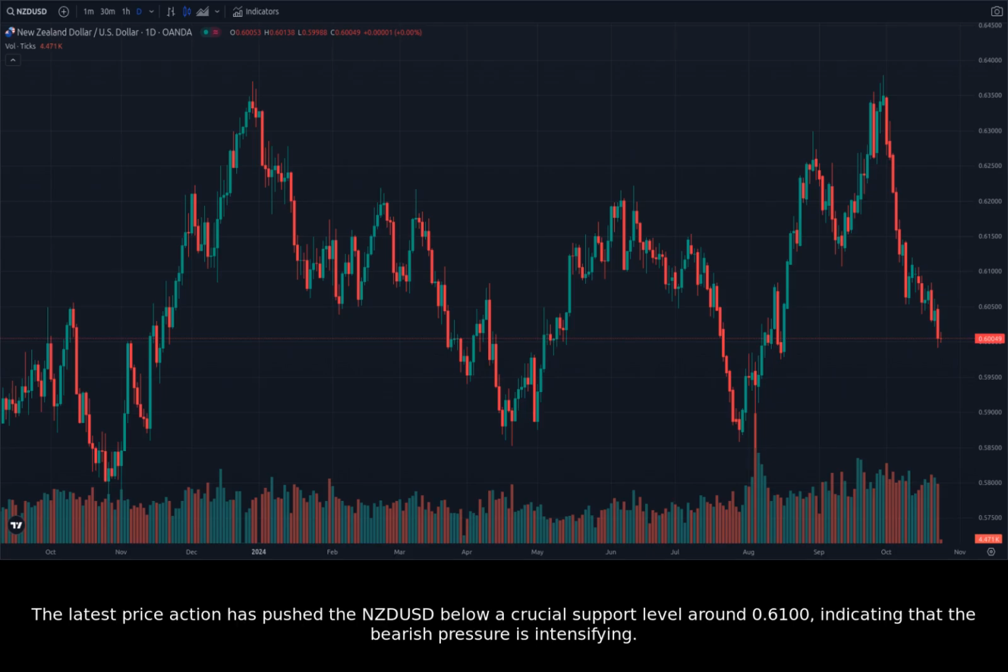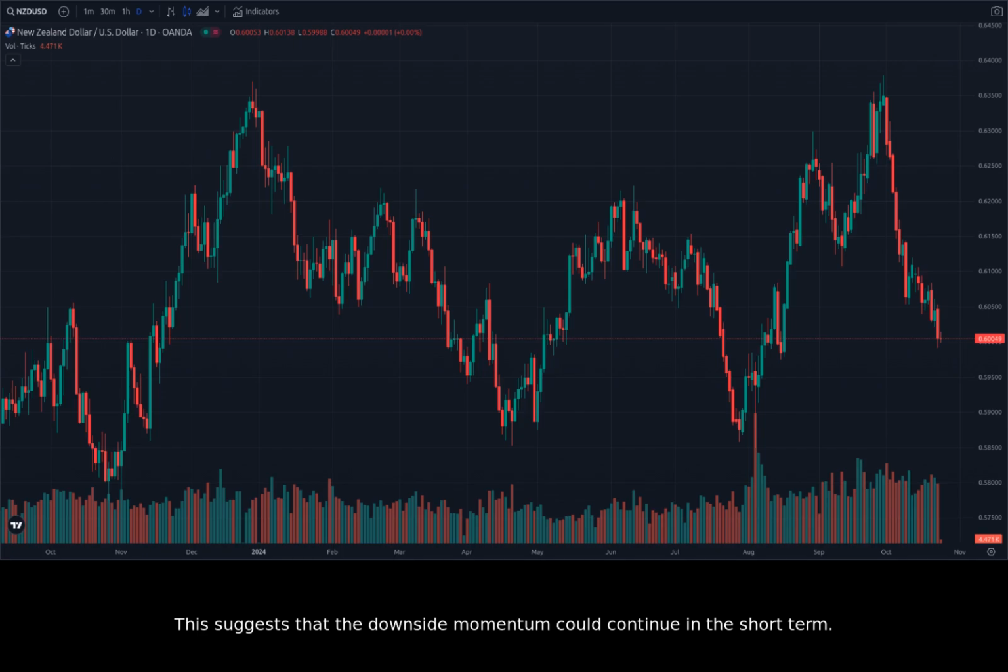The latest price action has pushed the NZDUSD below a crucial support level around 0.6100, indicating that the bearish pressure is intensifying. This suggests that the downside momentum could continue in the short term.